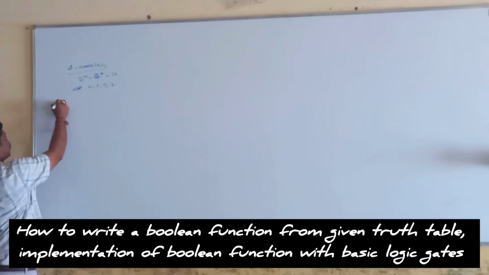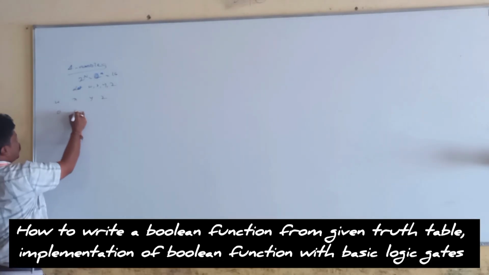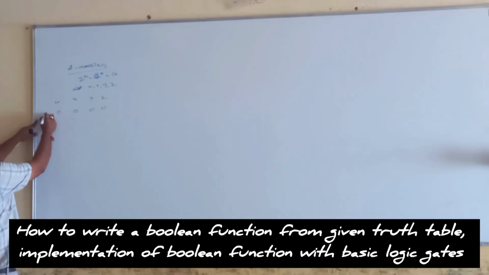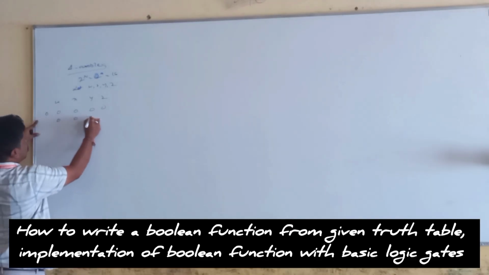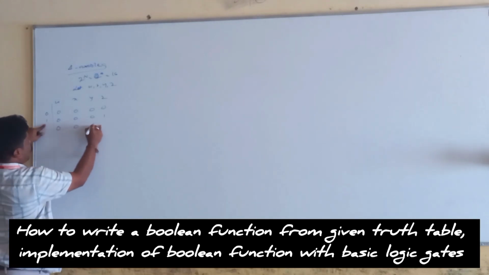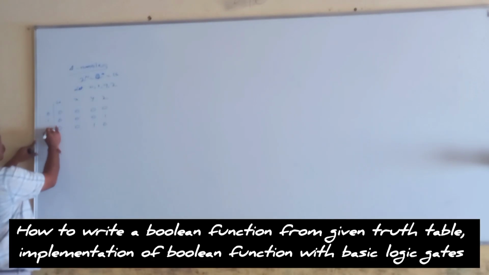Okay, first I am writing w, x, y, z. Let me have 0, 0, 0, 0. This is the decimal equivalent value 0, and also 0, 0, 0, 1. This is equivalent to the decimal value 1. Okay, 0, 0, 1, 0. After adding, 1 plus 1 becomes 1, 0. That's the decimal value 2.